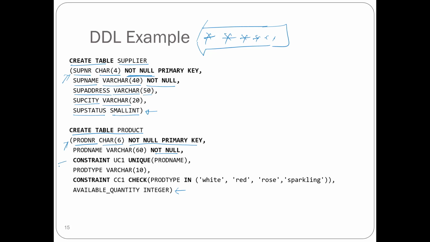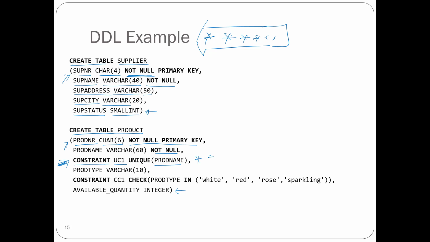And now we are providing some constraints in the table definition. That starts with the keyword constraint. We'll say constraint UC1. We are calling it UC1. You can give a name to the constraint, and this is useful because later on you can drop that constraint. So we say constraint UC1 unique prod name.